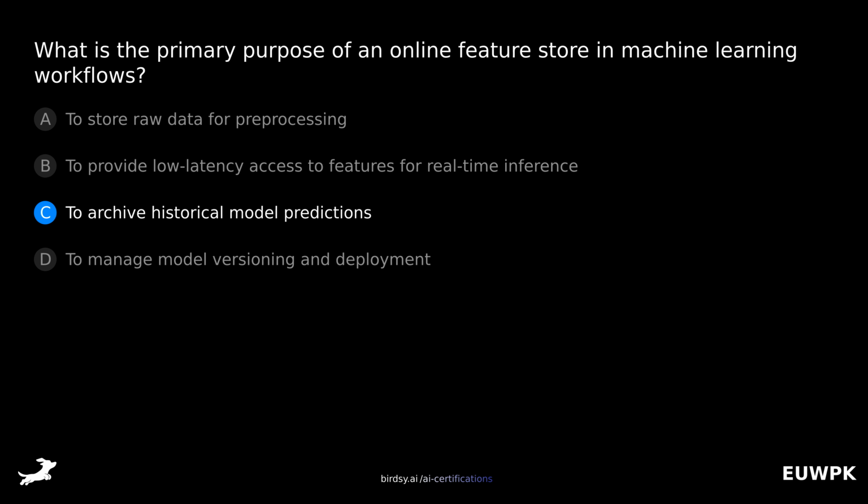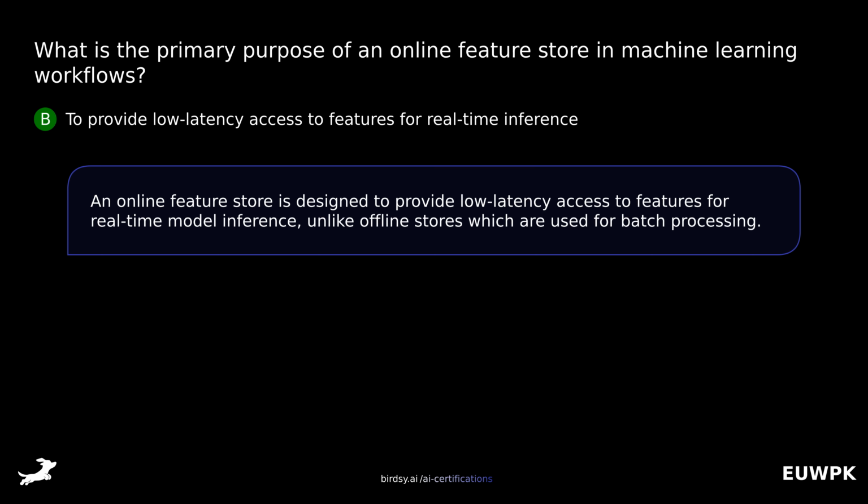C. To archive historical model predictions? Or D. To manage model versioning and deployment? The answer is B. To provide low-latency access to features for real-time inference. An online feature store is designed to provide low-latency access to features for real-time model inference, unlike offline stores, which are used for batch processing.